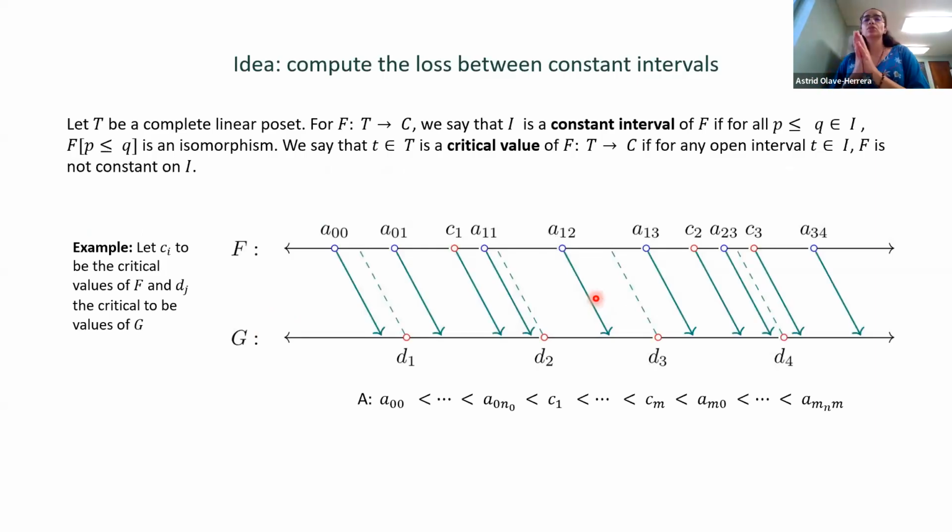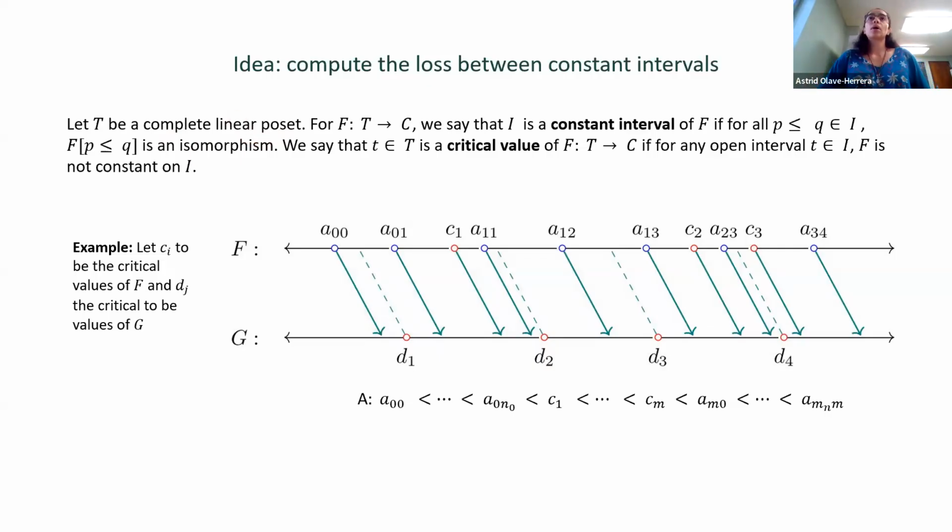The idea is to compute the loss between constant intervals. I just want to be precise. By complete linear poset, we mean complete: if you have a set and it's bounded below, then it has an infimum, and if it's bounded above, it has a supremum. So the real numbers are complete. The rational numbers are not complete; we don't have those infimums and supremums. And linear just means that you take two elements and they're comparable to each other, so you can put a poset like a line.